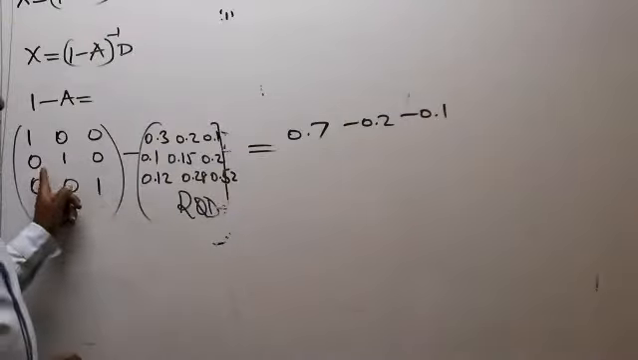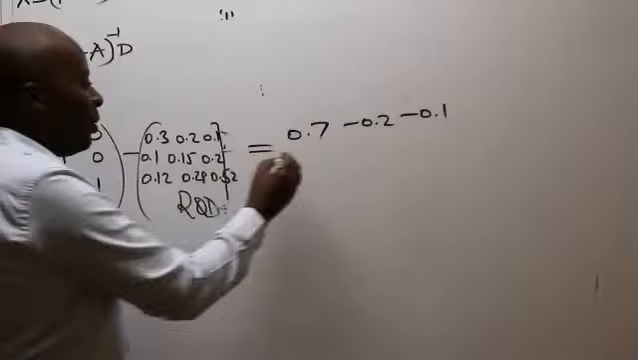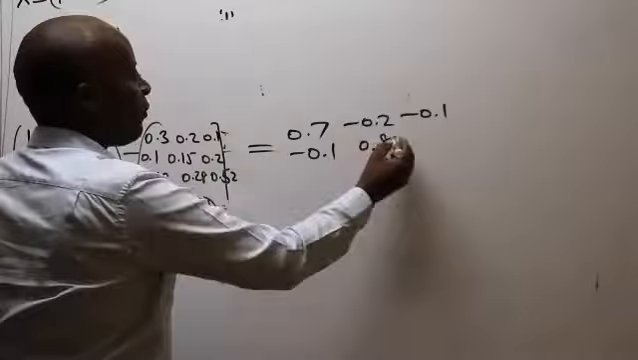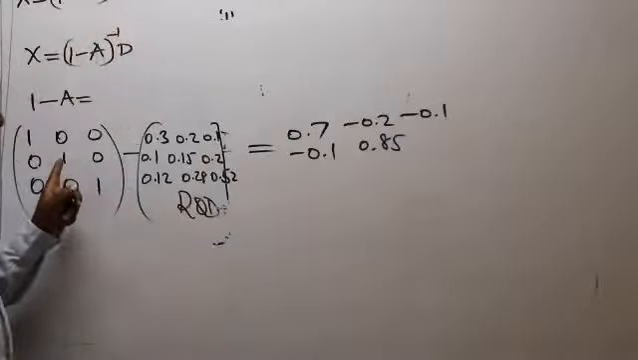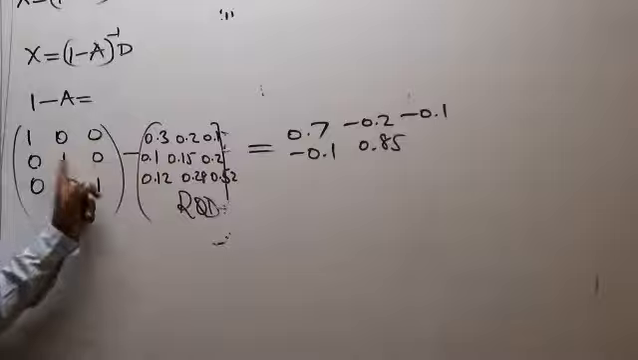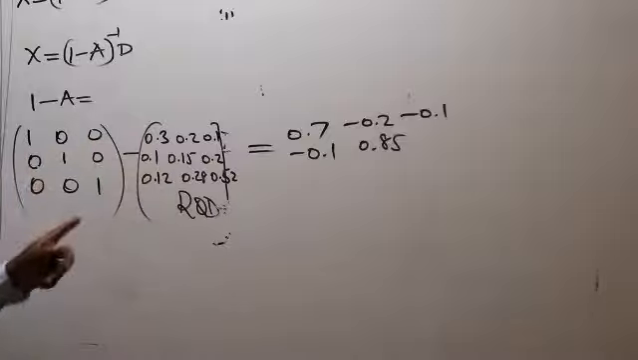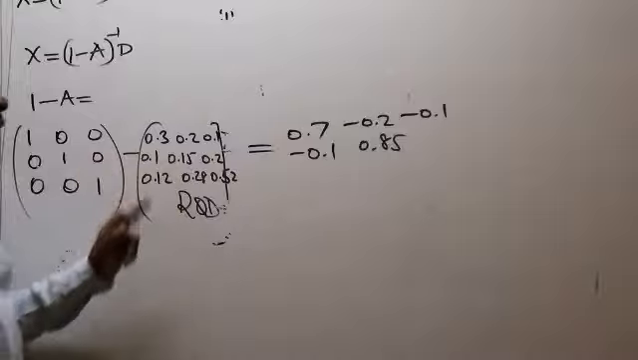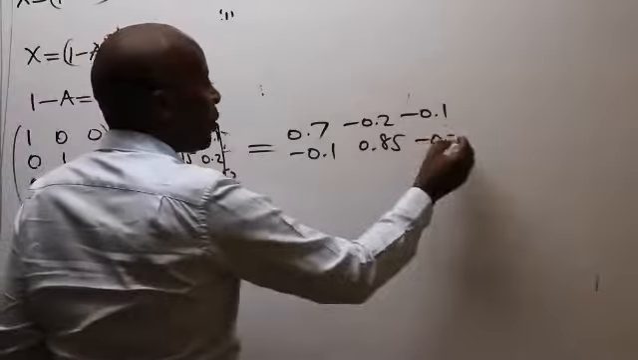Then we go to the second row. The first one will be minus 0.1. The middle one will be 0.85. Let me move slowly here. Remember, it is the second one here and the second one here, so I'm subtracting 0.15 from 1, which gives me 0.85. The third element here will be 0 minus 0.2, which gives me minus 0.2.